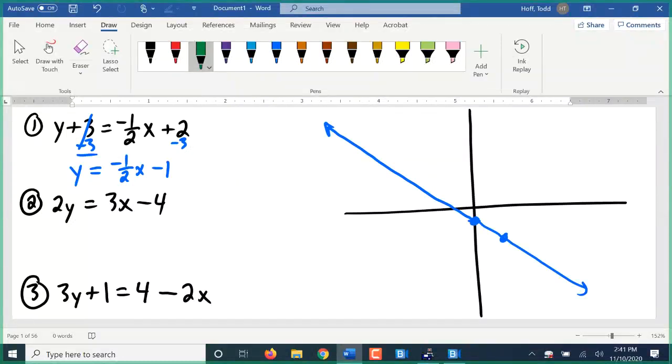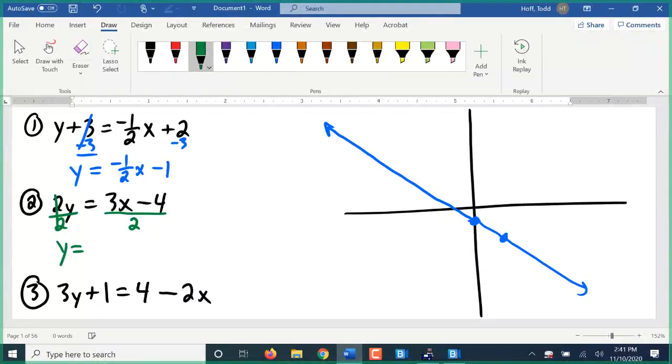For number 2, y has been multiplied by 2, so we have to divide by 2 to get rid of it. Remember, when we multiply or divide, we do not need the same name. So we can multiply or divide every piece, every digit by that too. So on the left side, we've divided out the 2. We're left with just y.